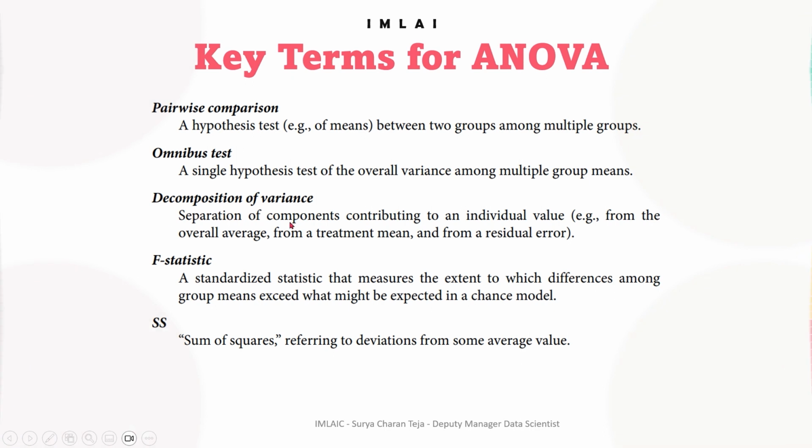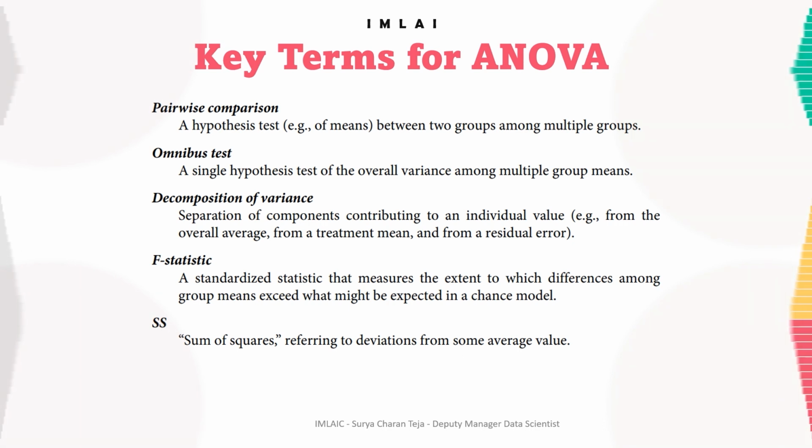And decomposition of variance is the separation of components contributing to an individual value, for example from the overall average, from a treatment mean, and from a residual error. Then there is the F statistic, a standardized statistic that measures the extent to which differences among group means exceed what might be expected in a chance model. And SS is nothing but sum of squares, referring to deviations from some average value.